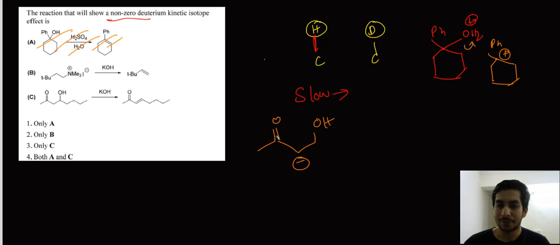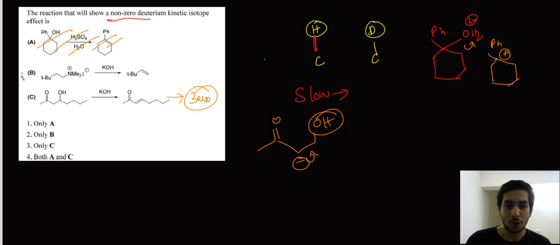The rate determining step is actually the elimination of the leaving group. In this case, the leaving group is our OH. So elimination of the leaving group is the rate determining step, and the abstraction of the proton is not. So it will not matter whether we are abstracting the carbon hydrogen bond or the carbon deuterium bond, because that is not the rate determining step. So this will also have a zero kinetic isotopic effect.